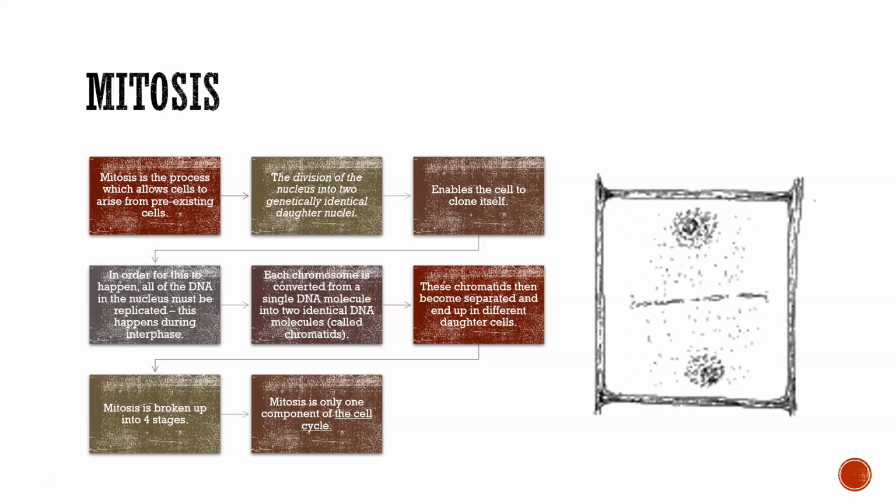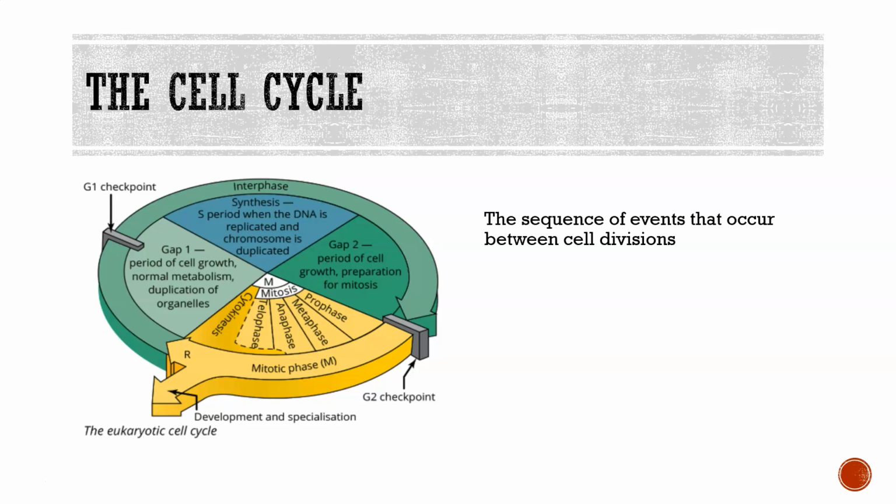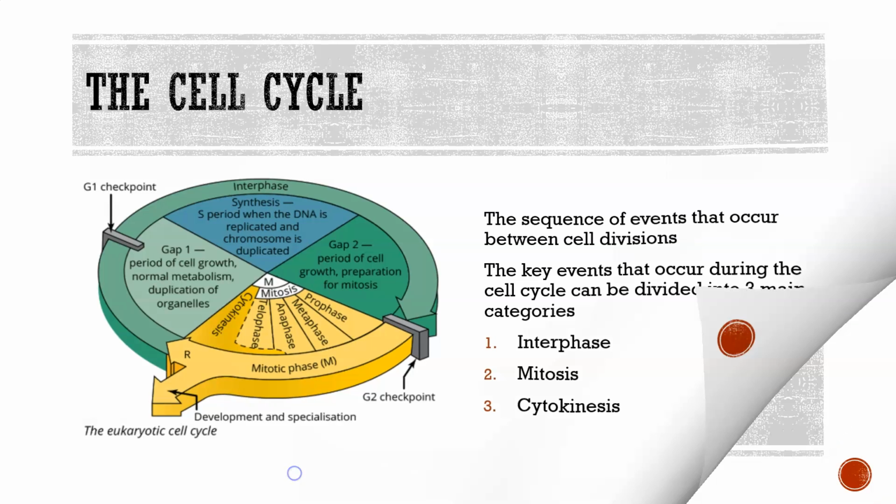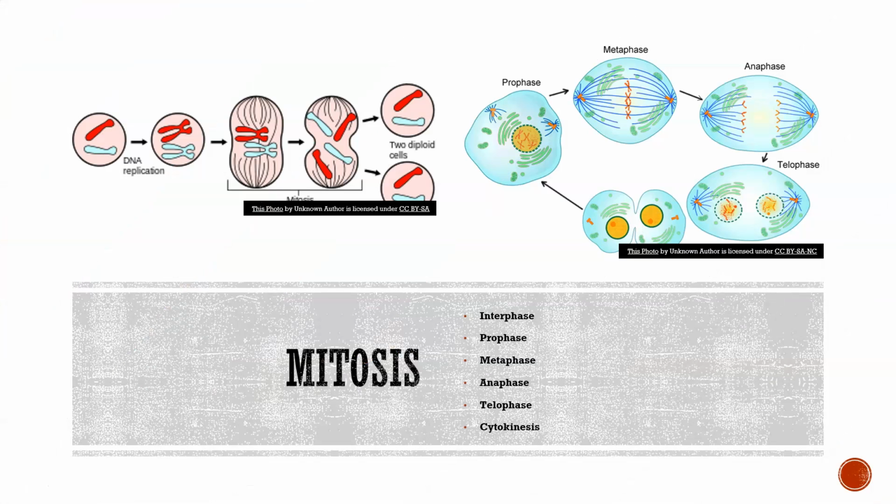Mitosis is only one component of what we call our cell cycle. Here we have our cell cycle, and the key events that occur during the cell cycle can be divided into 3 main categories: the interphase, mitosis, and cytokinesis. Let's look at them a bit further. During the process we've got our interphase, prophase, metaphase, anaphase, telophase, cytokinesis. You might be able to make a little anagram to remember each process.